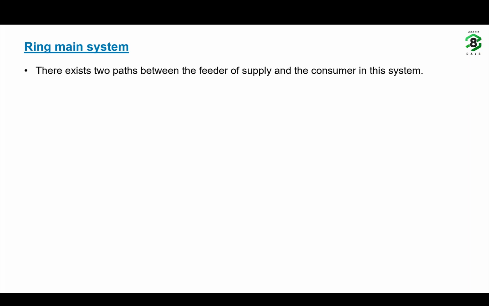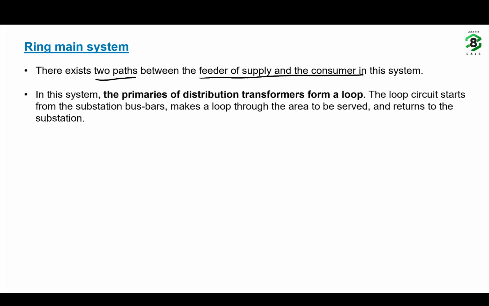So in ring main systems, there exist two paths between the feeder of supply and the customer. In this system, the primaries of the distribution transformers form a loop. This loop circuit starts from the substation bus bar and makes a loop through the area to be served and returns to the substation. Okay.